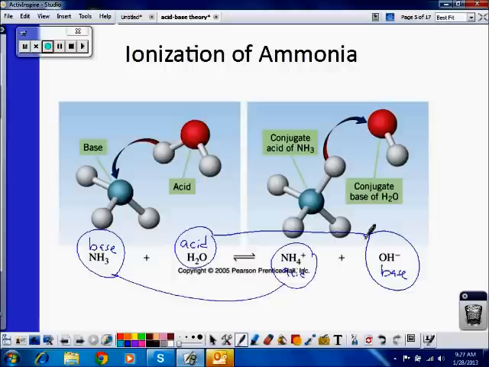So the first thing we're going to look at is what happens when we put a substance in water. Is it acidic, is it basic, or is it neutral? So we're looking at the interaction of that molecule with water itself.